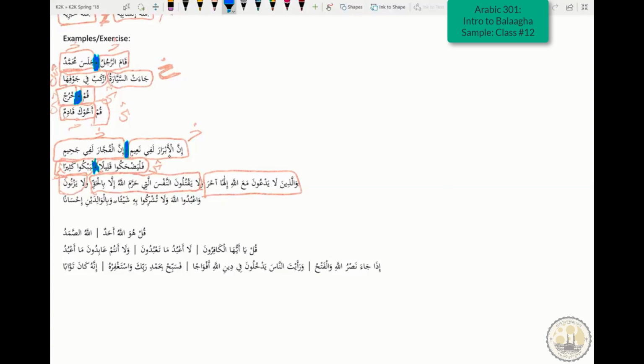Good. It'll be la tad'u, right? But because the thubut al-nun is there, we know the la here is nafiya and not nahiya. Okay? So as a result, it is khabariya. Right? And if you look at the meaning, there's no talab in there or ghayr talab. Rather, Allah is informing us of those who do not invoke with Allah another God.